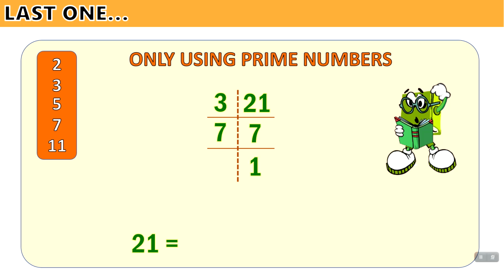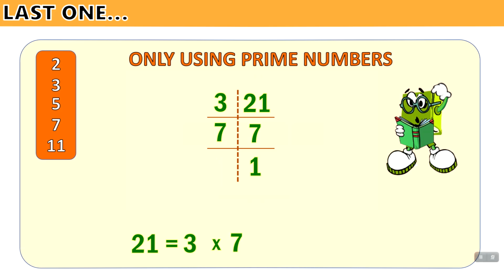And when I write my numbers, 21 equals 3 times 7. Since there are no numbers that are multiplied more than once, this is our final answer. 21 prime factorized is 3 times 7.